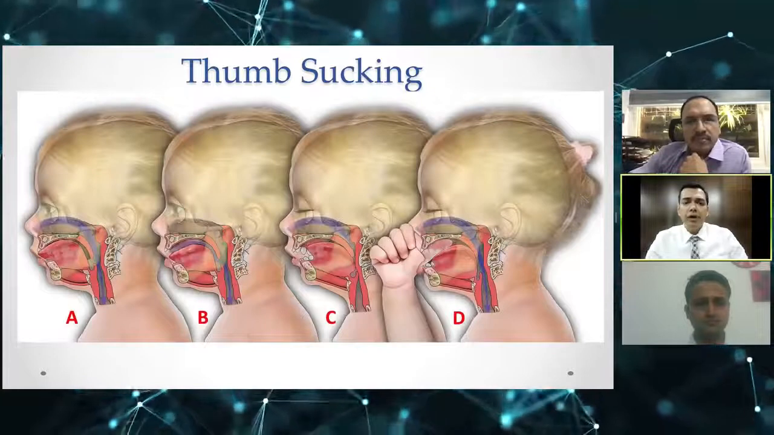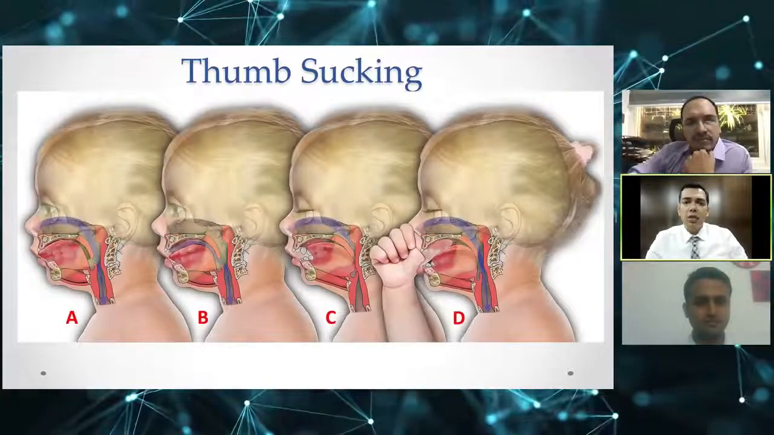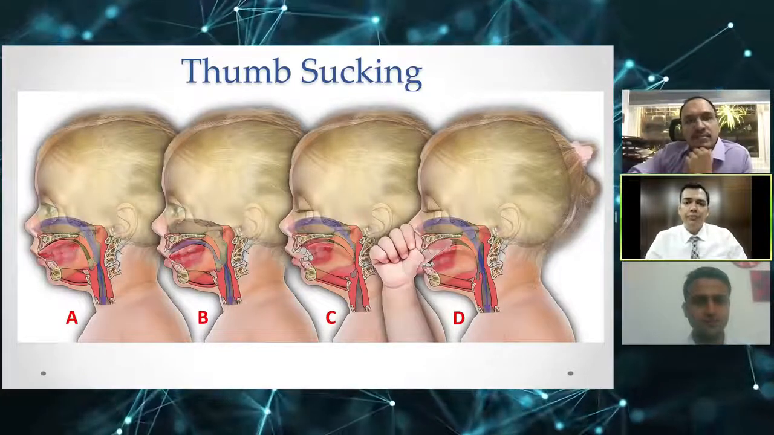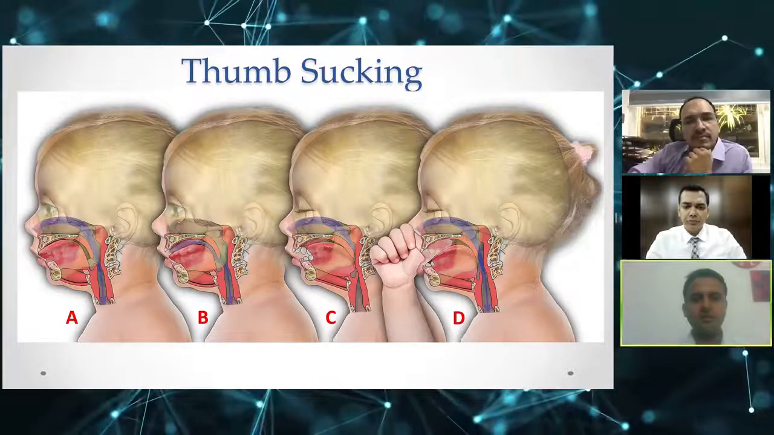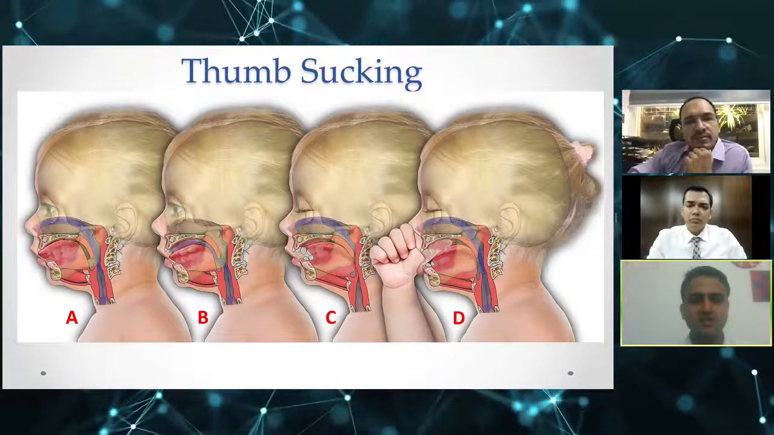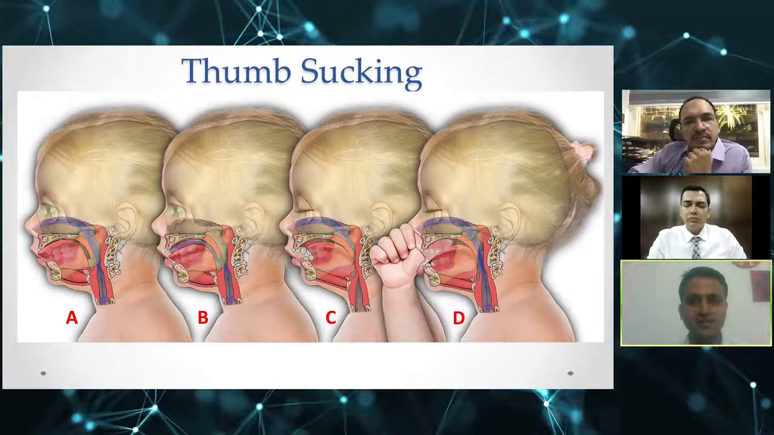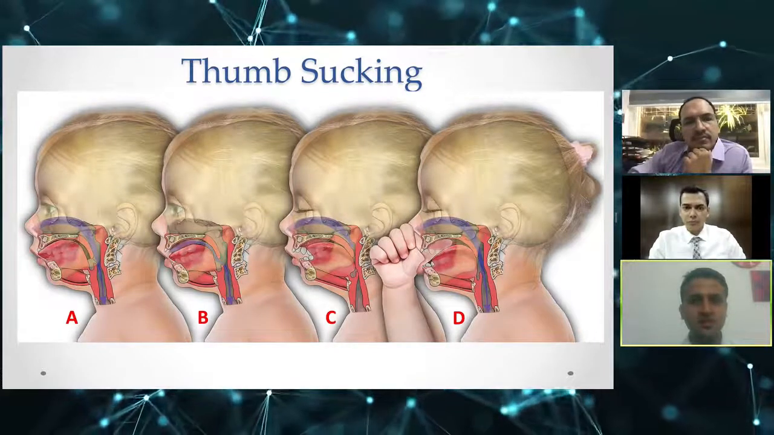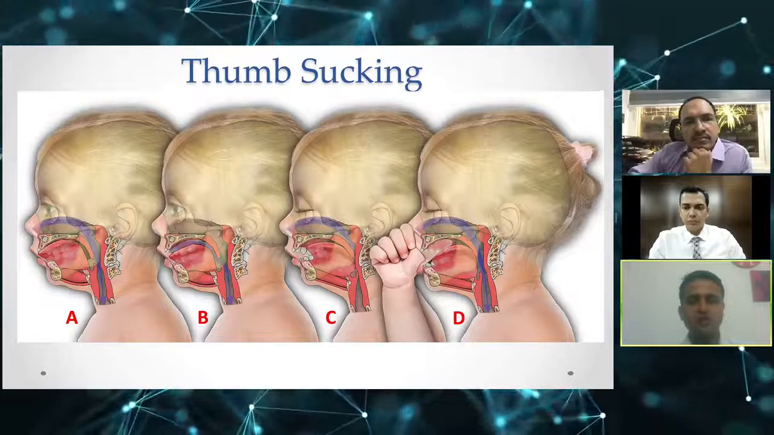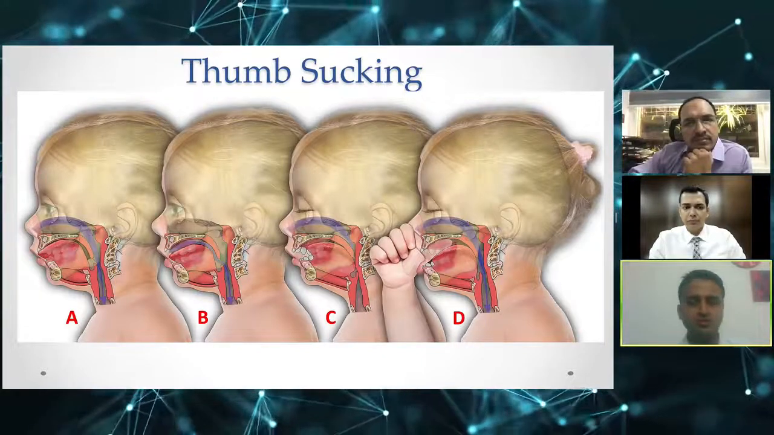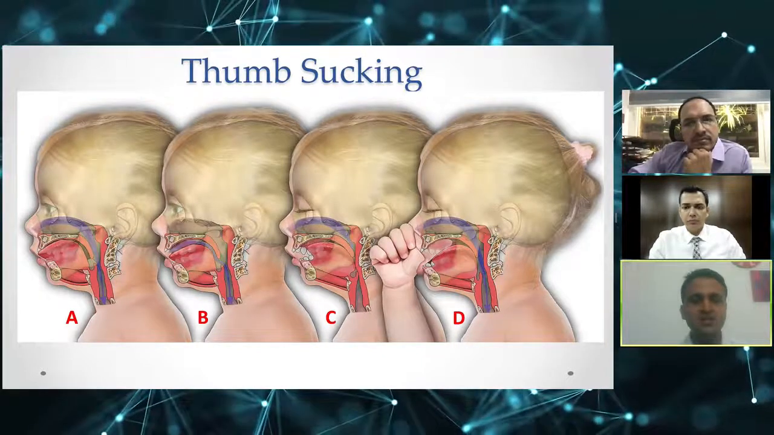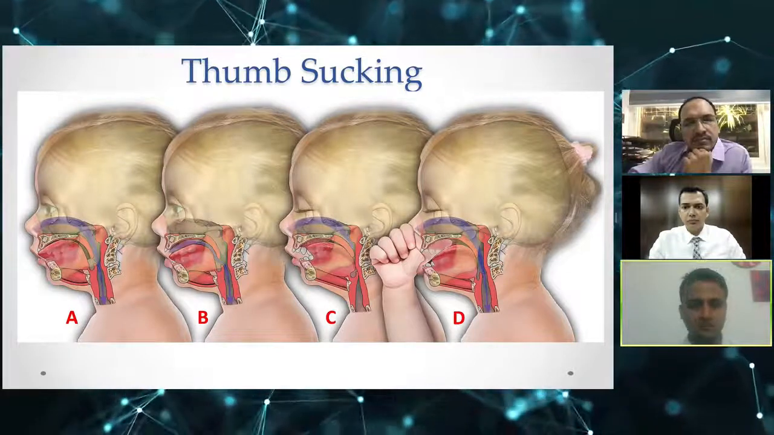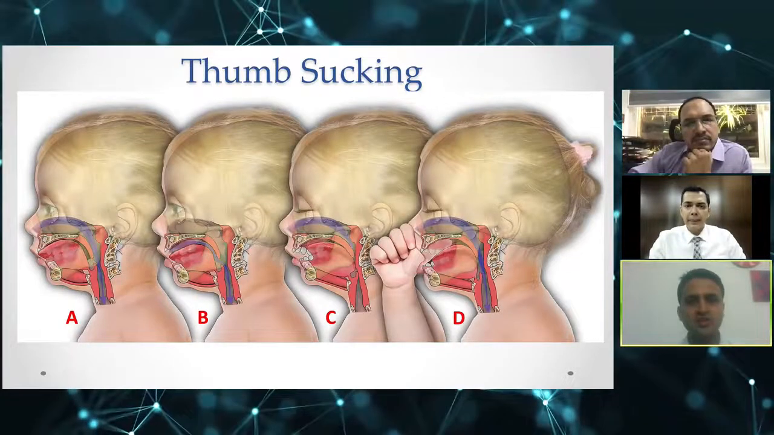Dr. Mihir, thumb sucking and OSA, your thought process. So majority of the kids who are thumb sucking tend to have proclined maxillary teeth and a narrow palate, and they often present with a posterior crossbite. Because they have a posterior crossbite, they tend to have airway issues as well. So it has to be intervened as early as 2 to 3 years of age.